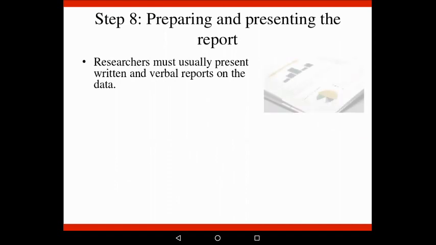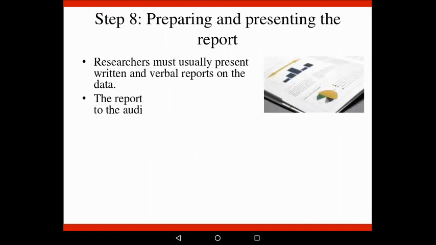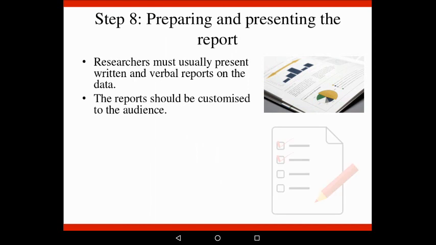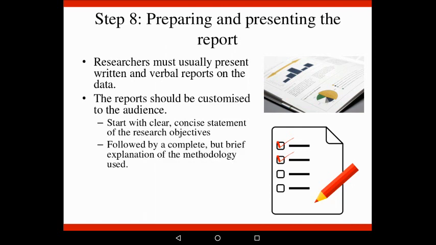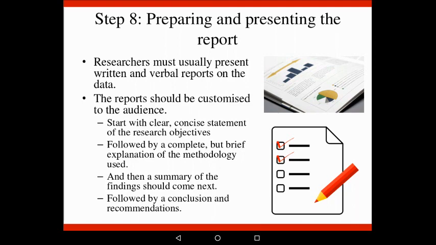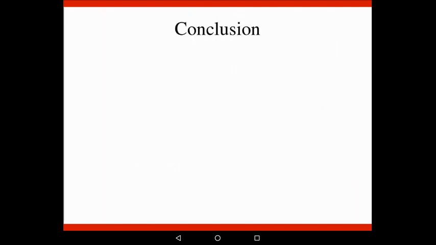Researchers must usually present written and verbal reports of the data. They must produce a document, and it must be customized for the audience. It must be clear, concise. Start with a clear and concise statement of the objectives, followed by a complete but brief explanation of what method was used, and then a summary of the findings should come after that. What did we find? And lastly, there must be conclusions and recommendations. What do we do now with these findings? Based on these findings, what's the next steps?